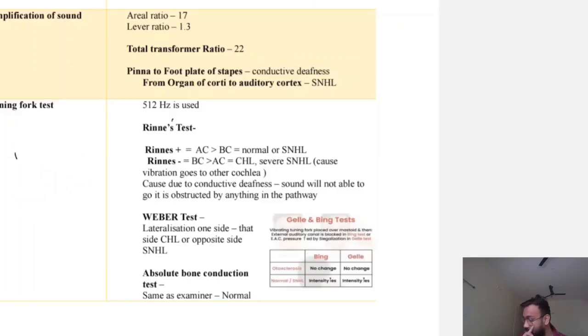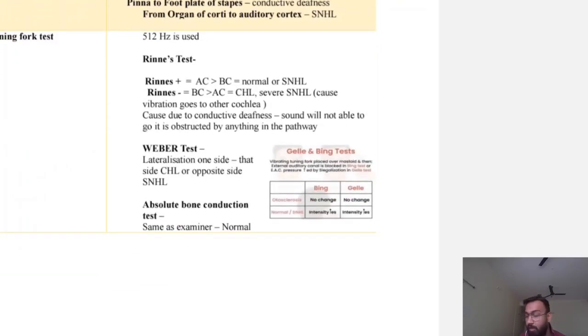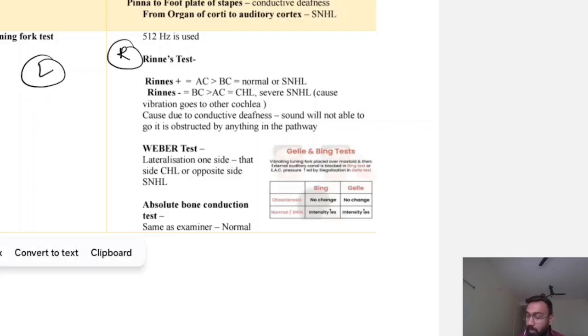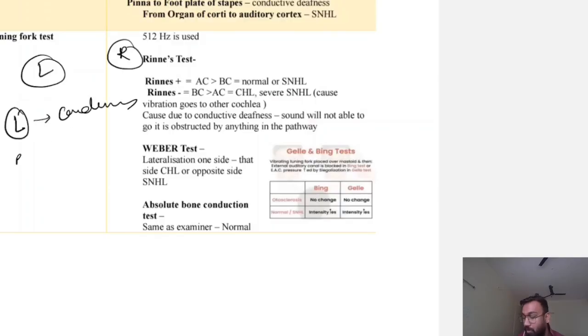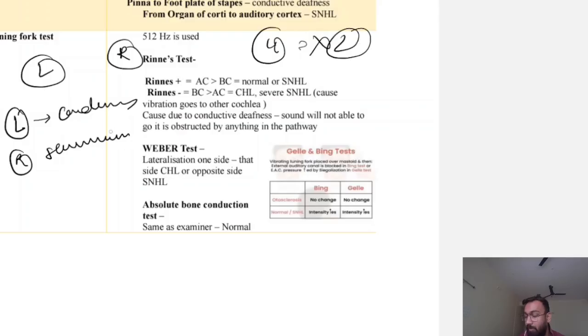To solve the MCQs of Rinne's and Weber's test, they will not ask you the test directly, they will ask you MCQs. So first you have to see whether the Weber test lateralizes to the left side or right side, and first make a diagnosis. If Weber is lateralizing to the left, it could be left side conductive deafness or right side sensory neural deafness. There are four options, so two options will be eliminated by this.